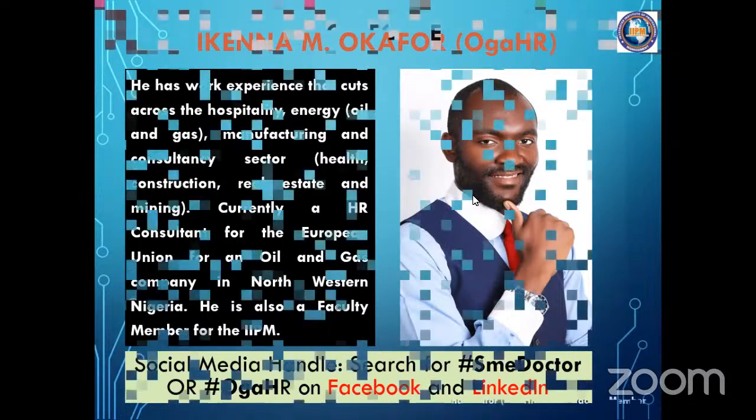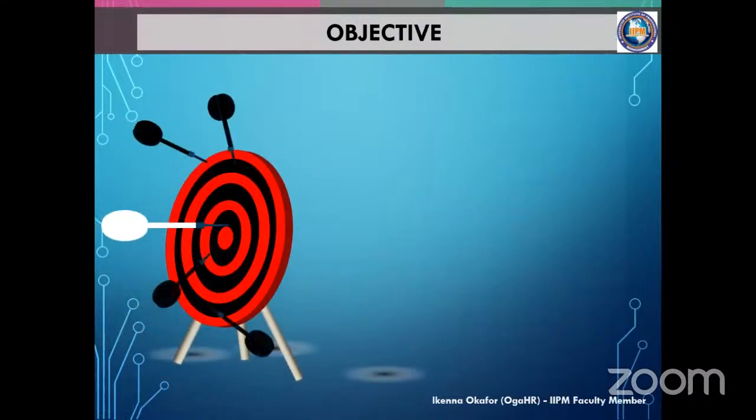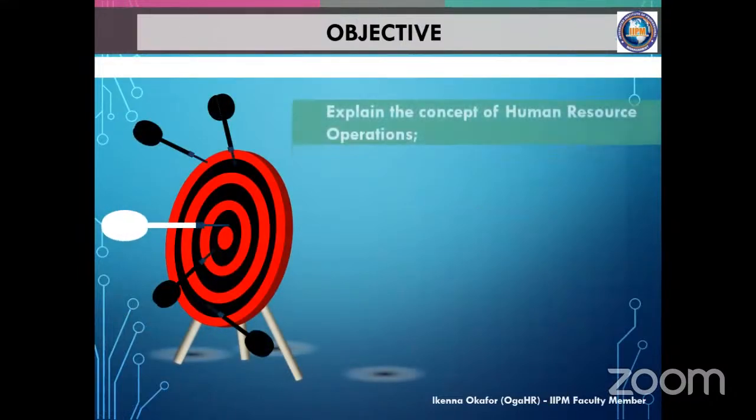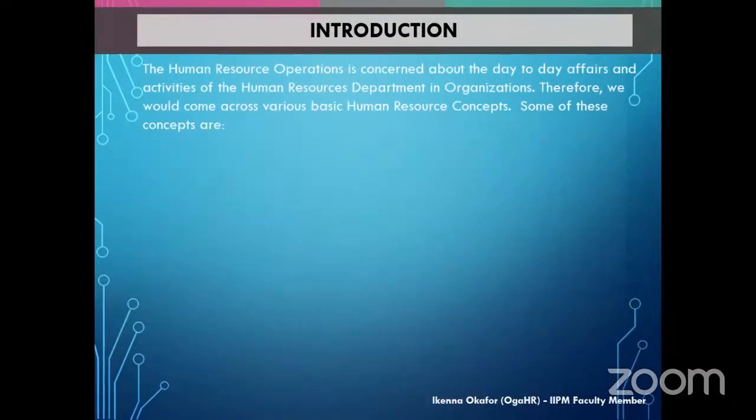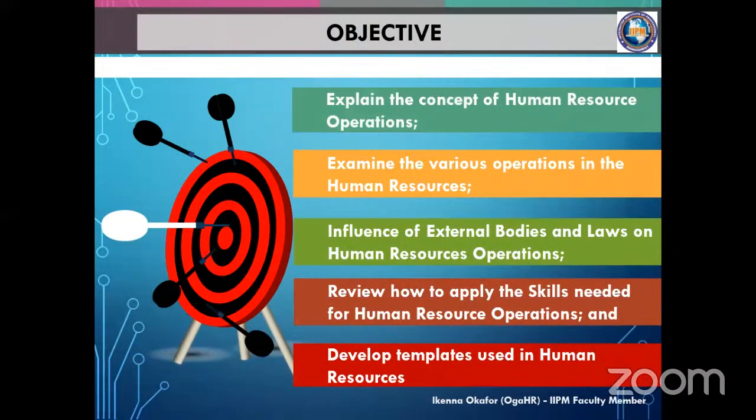We are not going to waste time because this class is going to be very brief. So let's go straight to the point before we enter our next course. These are the objectives of the class. We'll explain the concept of human resource operations, examine the various operations in human resources, look at the influence of external bodies and laws on human resource operations, review how to apply the skills needed for human resource operations, and develop templates used in human resource management.